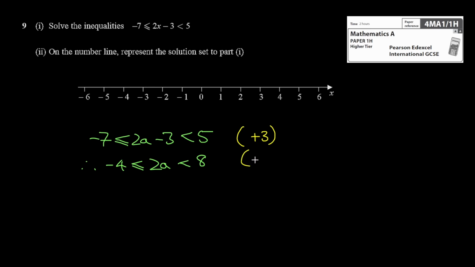Now, just to get a on its own, we can divide by 2. Therefore, -2 is less than or equal to a, which is less than 4.